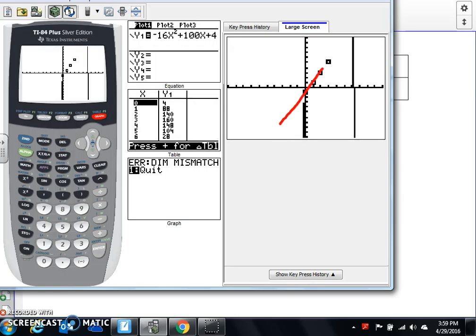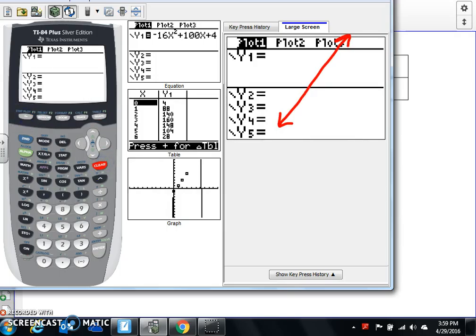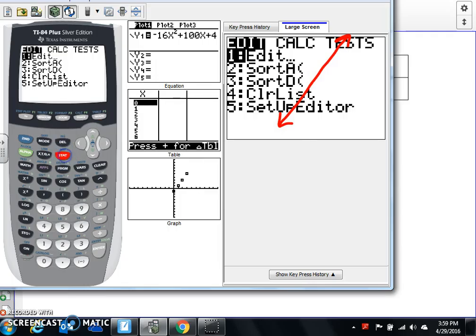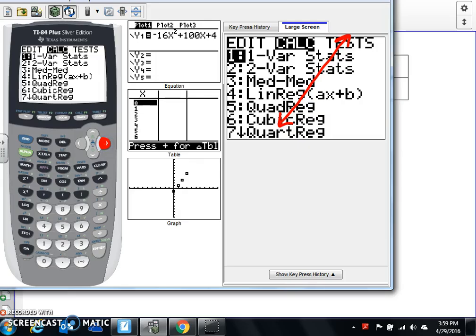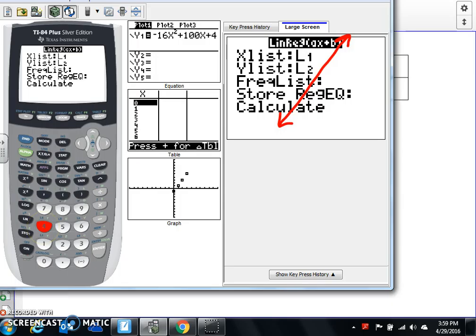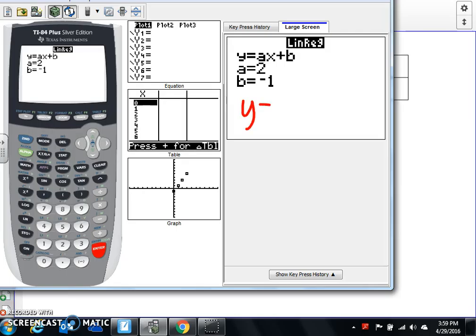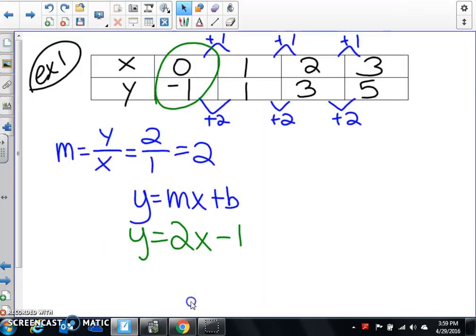Okay, so then I can look at my graph, and that's definitely linear, right? Sorry, go to your y equals and clear out anything that you currently have in there. Okay, so that's definitely linear. Linear means line. So now I can go back to stat, go over to calc, and I want to push linreg because that's a linear. So I go to 4. Push calculate. And then there it is. So it gives you your equation as y equals, sub in your a, sub in your b. y equals 2x minus 1. So this is my equation.